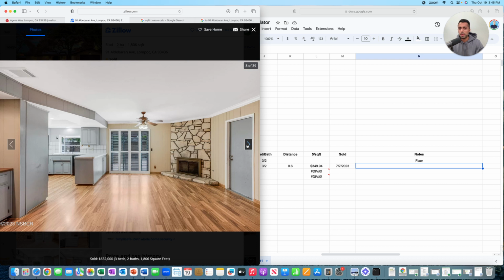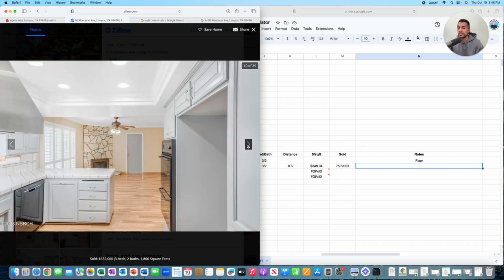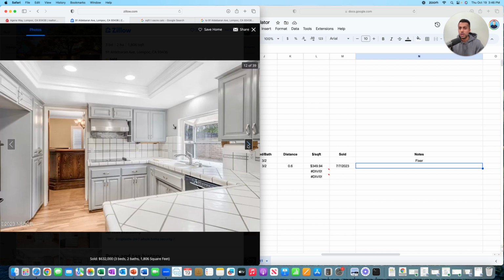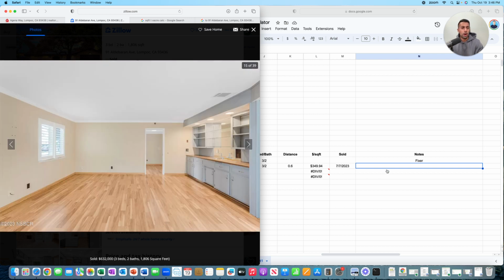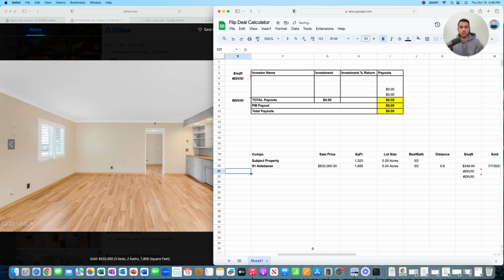There are some things that have not been upgraded, but we can see this looks like fresh paint on the cabinets, fresh paint on the door. We saw those upgrades in the overview of the Zillow listing. So, you know, it's good. So I would classify this as good condition. Has some upgrades. Cool. Let's move on to the next comp. So we'll have that.